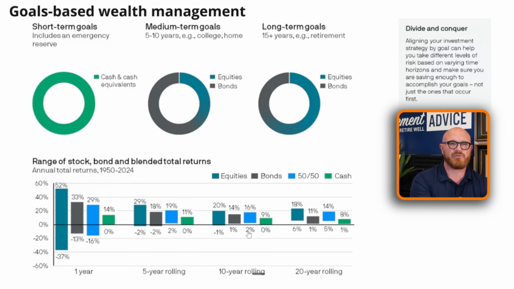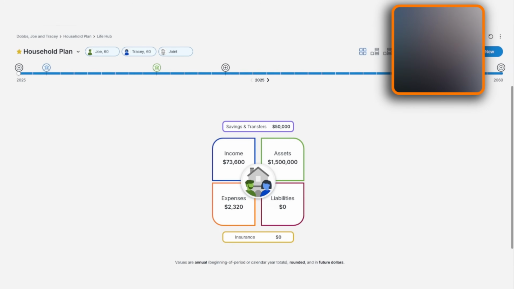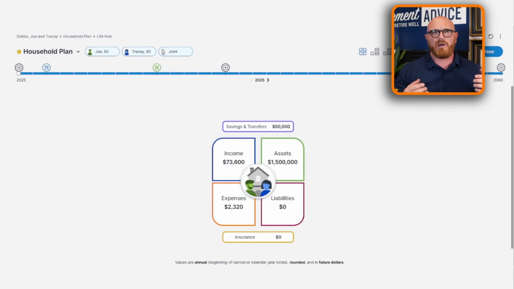Okay, let's jump back to the retirement plan and look at how we figure out the right mix of stocks and bonds for Joe and Tracy. Looking at Joe and Tracy's plan, the way I go about figuring out how somebody ought to have their money invested in retirement is I look at their actual spending.